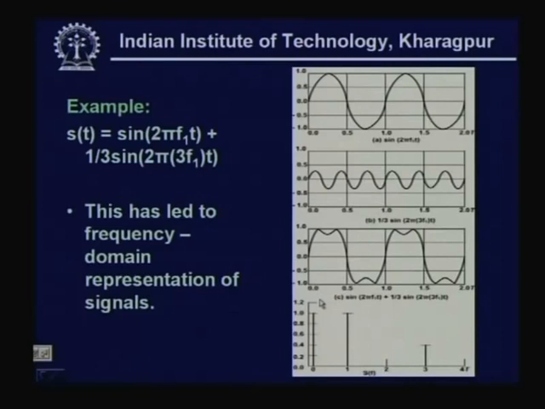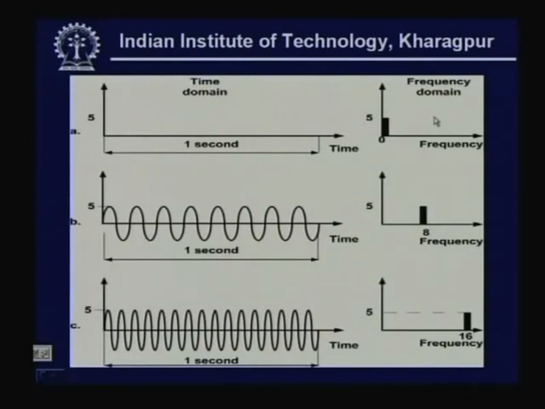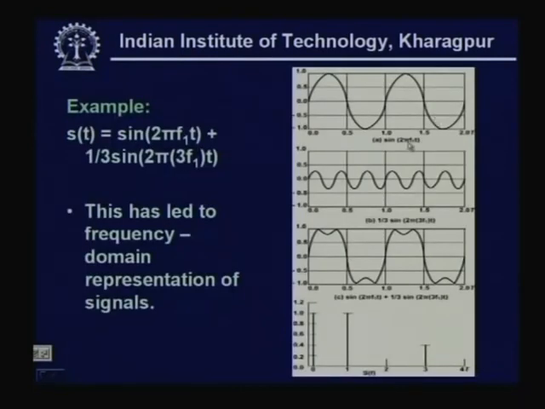Now, here is an example. Here we see this is a sine wave, sine 2 pi f1 t, having frequency f1. Here is another signal, as you can see, within this we have got 3 cycles. So, it has frequency 3 f1. So, this frequency is 3 times that.